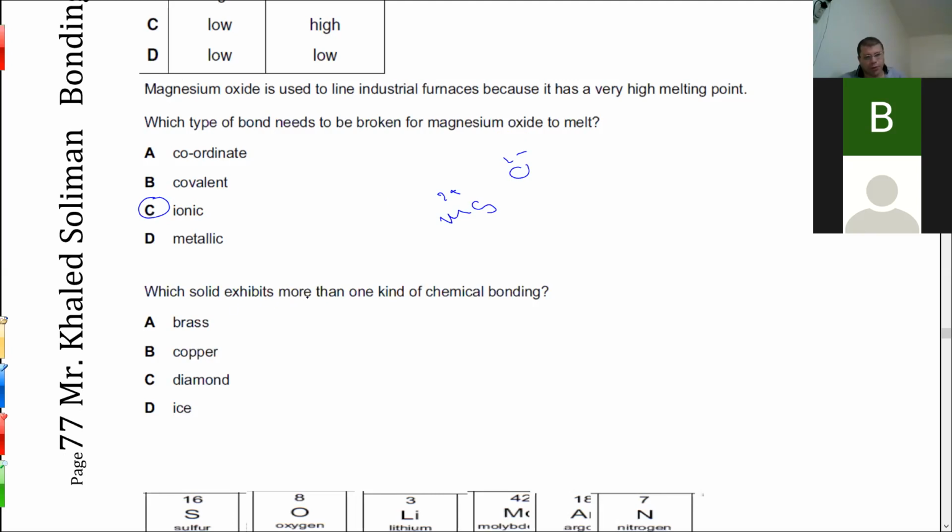Which solid has more than one kind of chemical bond? Brass looks like a metal, it has only metallic. Copper is the same, metallic. Diamond is a macromolecular structure, only covalent. Ice has the bond between the O and H covalent, and the bond between the molecules is hydrogen bond. In this case, the answer is letter D.